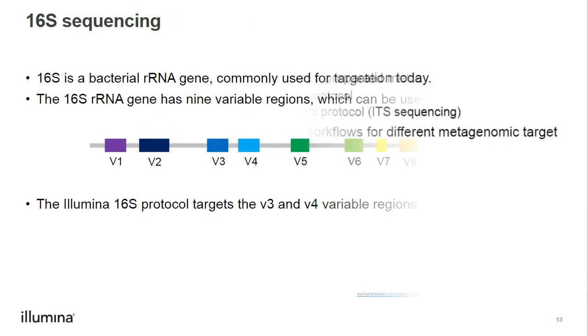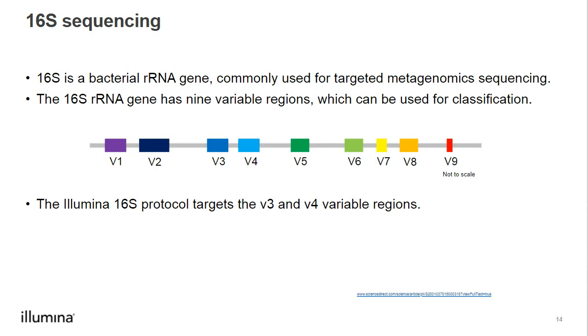First, let's chat about 16S sequencing. 16S is a bacterial rRNA gene, and it is a popular target for bacterial metagenomic sequencing. The 16S gene has 9 variable regions, and these vary between taxa. These variable regions, or subsets of regions, can be used for taxonomic classification. The Illumina 16S protocol targets the V3 and V4 variable regions.